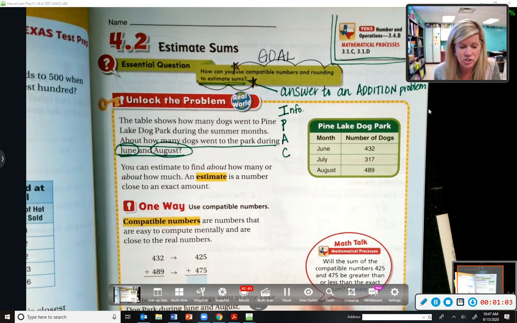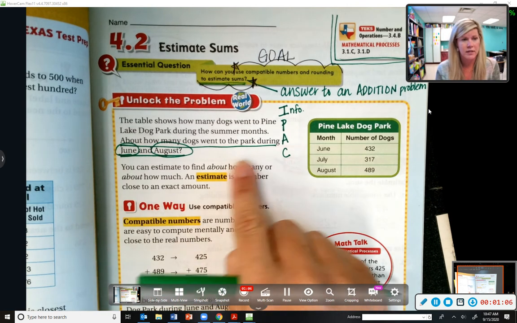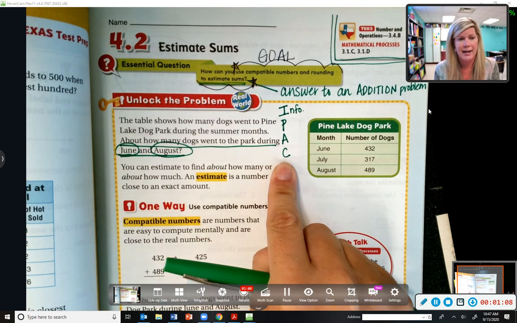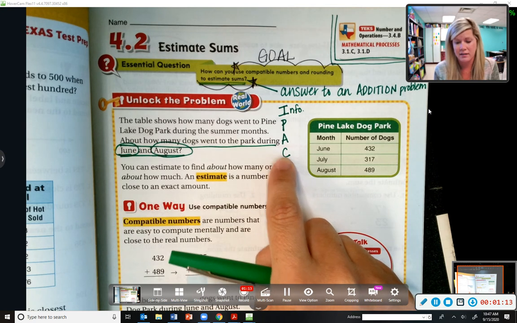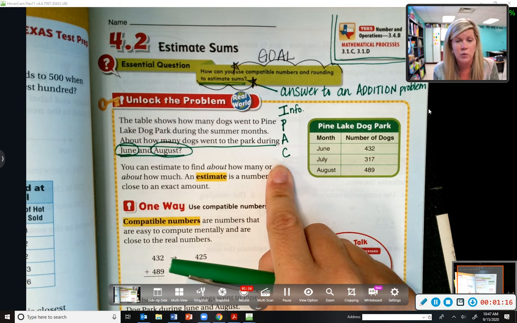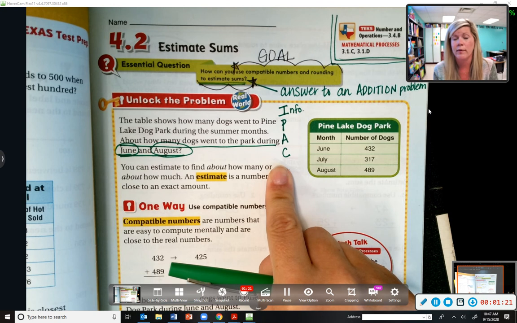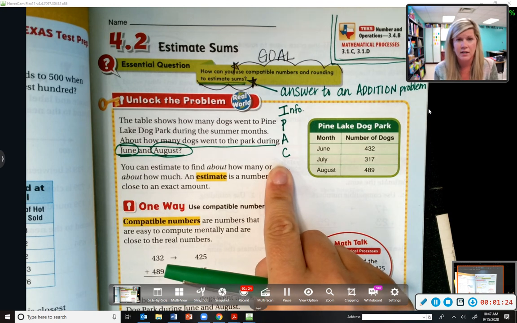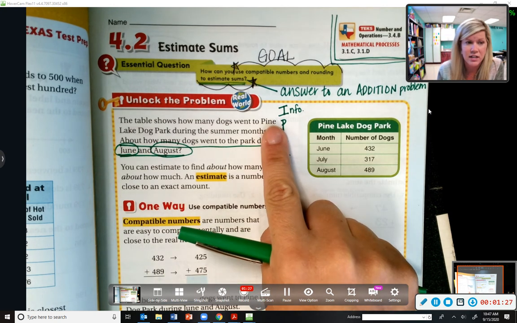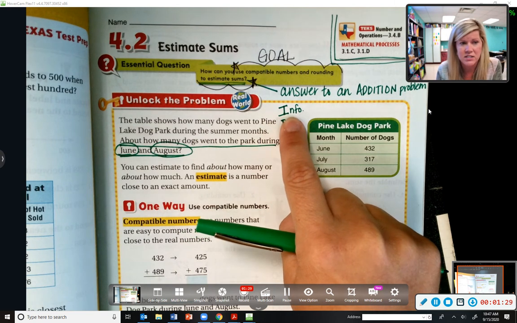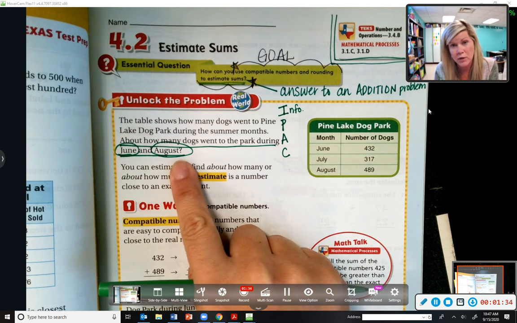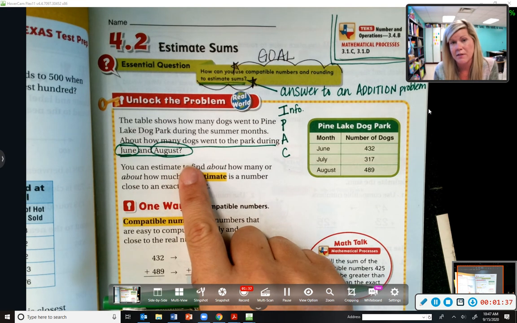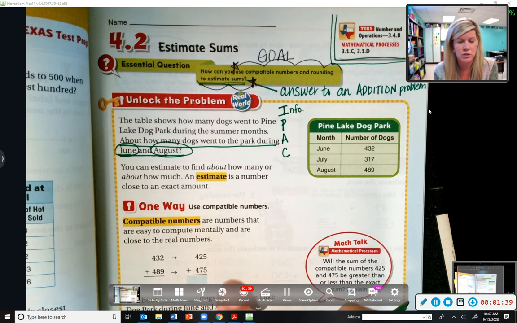Now, I've already started some work on this word problem, and you see over here the letters I, P, A, C. Now, when you hear me say IPAC, this is what I'm referring to. And you will hear me say this a lot the next week or two, or throughout the rest of the year, because we will be working on word problems a lot in 3rd grade. Now, let's go over what these letters stand for. The I means information. You want to go back in the word problem and find the important information. Sometimes it may even mean eliminating information you don't need.